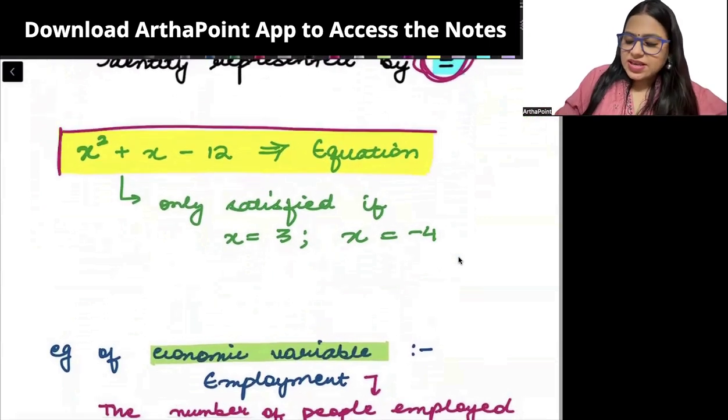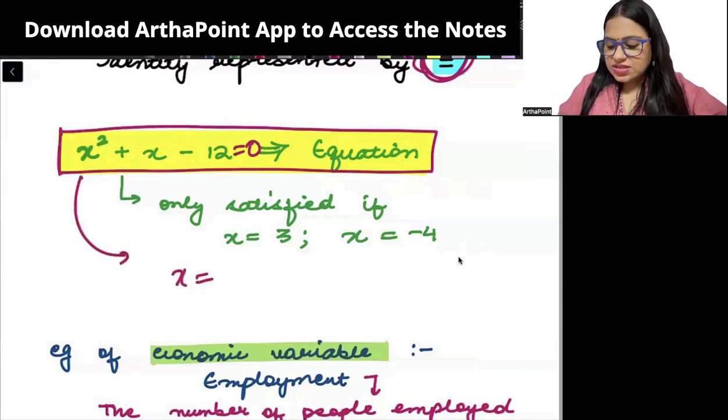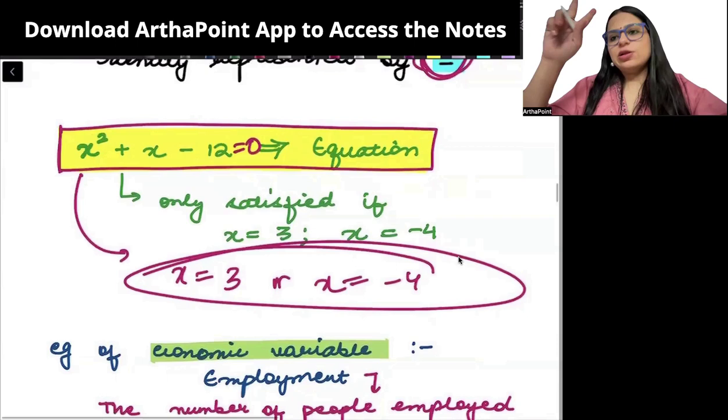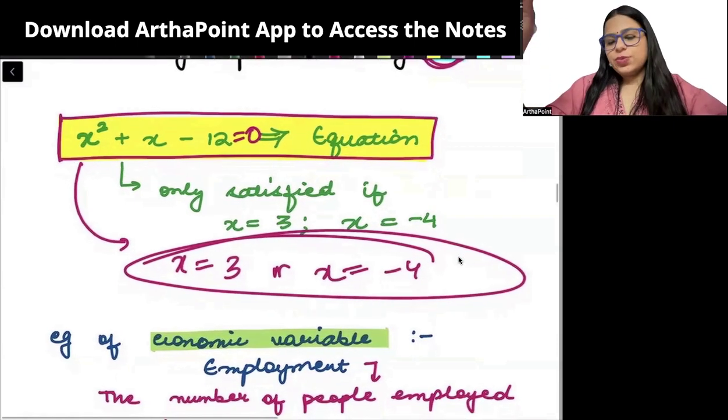अच्छा, now let us talk about another example. X square plus x minus 12 is equal to 0. अब ये सिर्फ तब ट्रू होगा when x is 3 और x is minus 4. Again, it is true only for two values of x. ऐसा नहीं x को कुछ भी डालो and it will be true. So this is an equation.